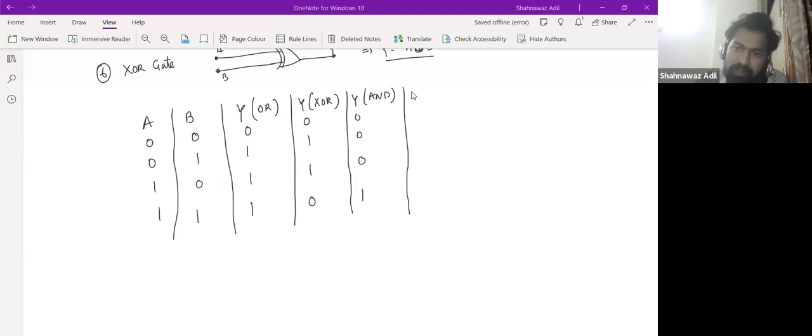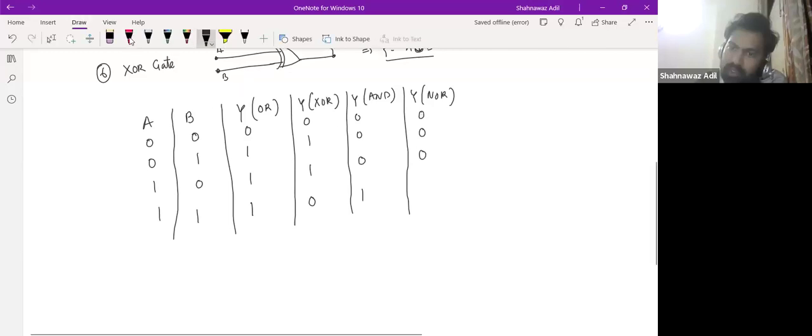Okay, and then you have this NOR gate. So NOR gate: 0 plus 0 is 0, and bar, so that is 1. 0 plus 1 is 1, and bar, that is 0. 1 plus 0 is 1, bar is 0. And then 1 plus 1 is 1, and then bar, so that is 0. So that is the NOR gate.